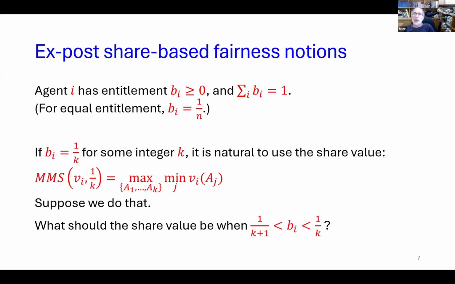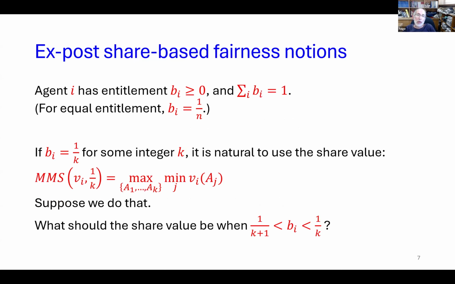So what kind of ex-post share-based fairness notions do we have? Recall an agent has an entitlement bi, which is non-negative. The sum of entitlements is 1. For equal entitlements, since there are n agents, the entitlement of each agent would be 1 over n.